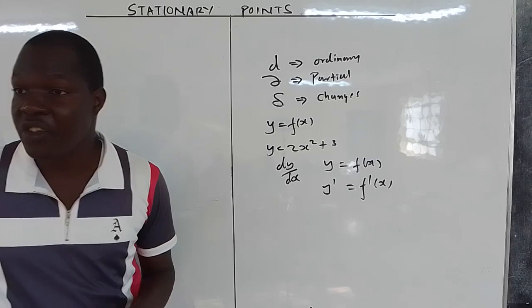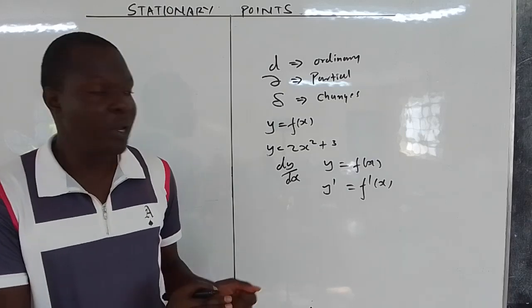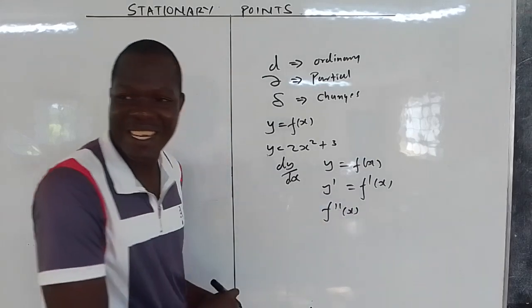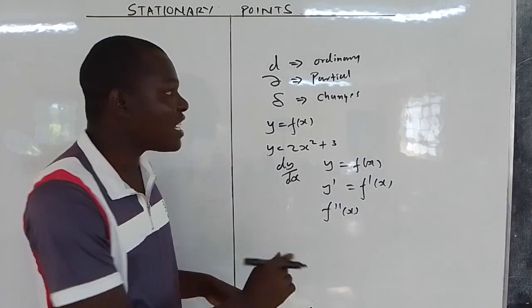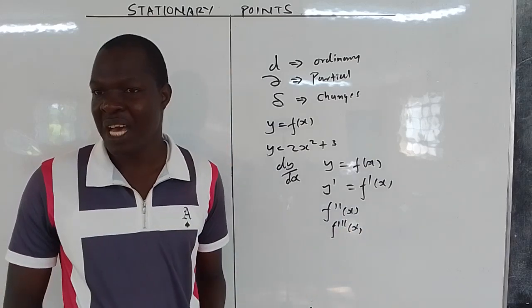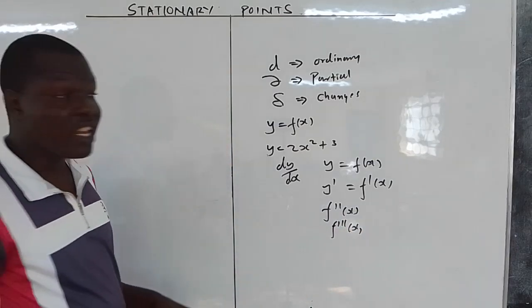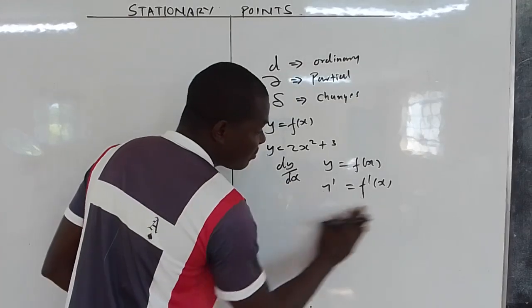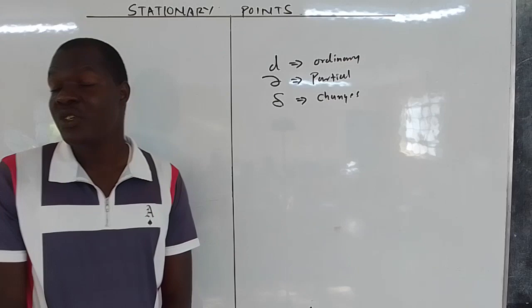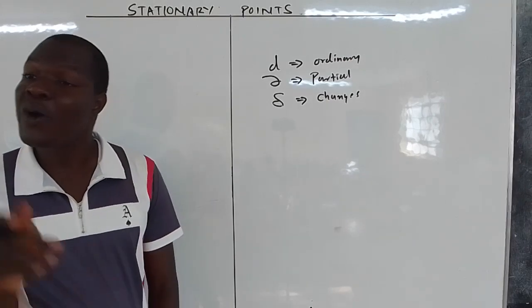So if you are doing successive differentiation, meaning if you are doing it for the second time, it becomes f double prime of x. If you are differentiating it for the third time, it becomes f triple prime of x. That is ordinary derivative. Now this partial derivative, why are you doing partial differentiation? You are doing partial differentiation because you have more than one variable.